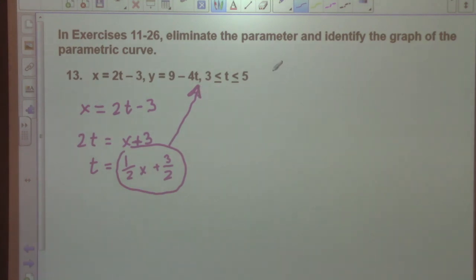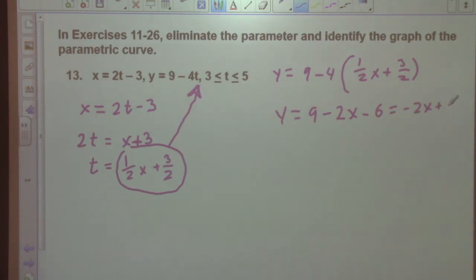So you get y, I'm going to write this here, y equals 9 minus 4 times 1/2 x plus 3/2. Is that right? So you get y equals 9, and then that's going to be minus 2x, is that right? Yeah. And then minus minus 6. 6. So that's going to be negative 2x plus 3. Yeah. And then you graph the thing.